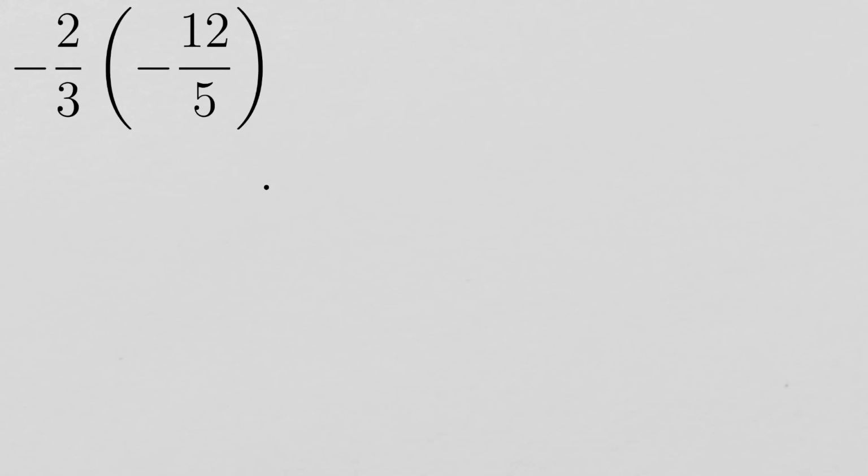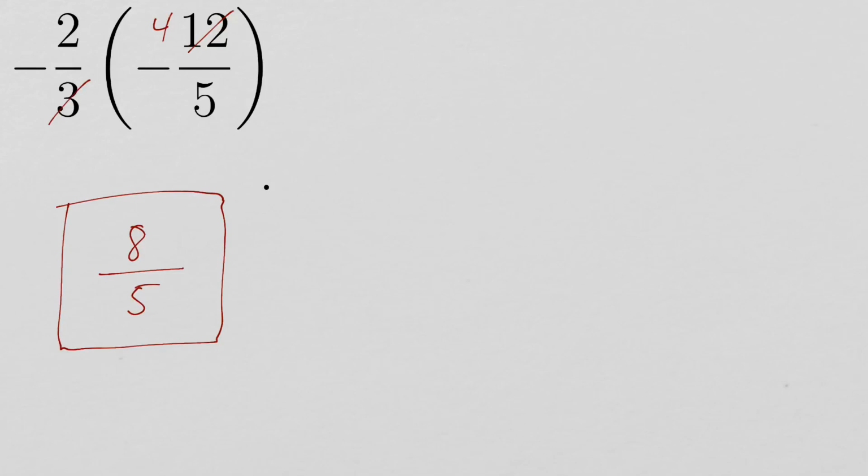Okay, first of all, a negative times a negative is a positive. Now we're going to cancel. 3 goes into 12 4 times, and we'll multiply across the top. 2 times 4 is 8. 1 times 5 is 5, and negative times negative is a positive, so 8 fifths.